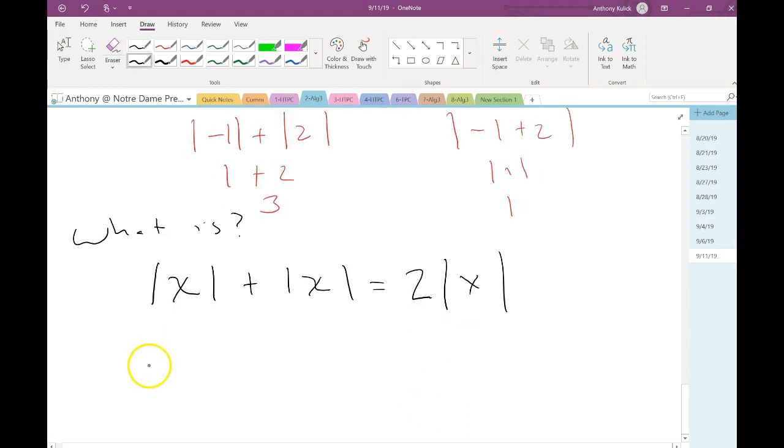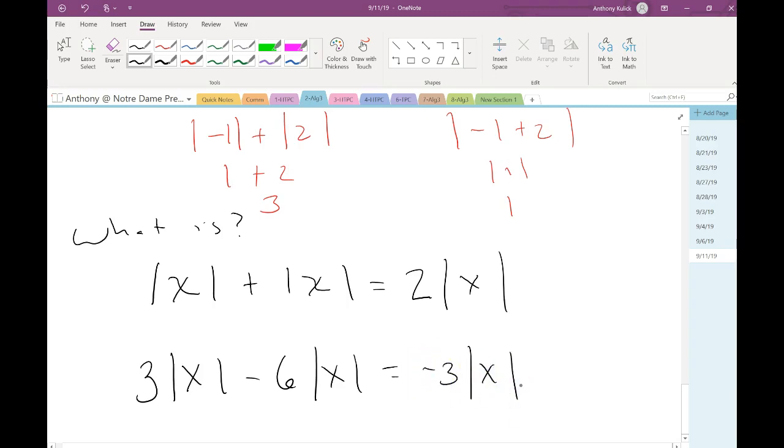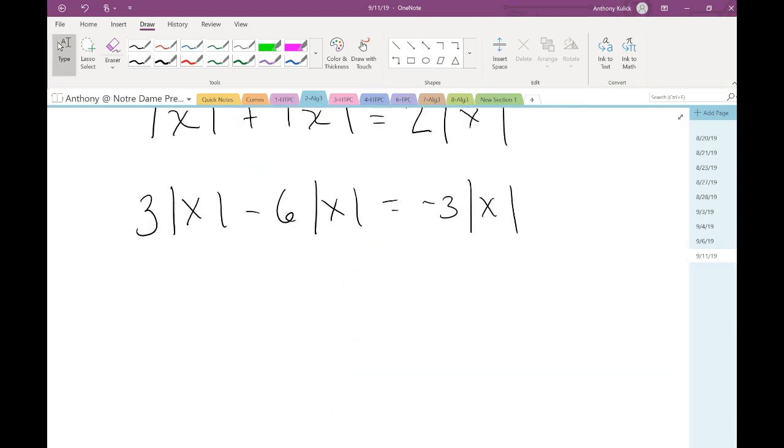What if I had 3 absolute value of x minus 6 absolute value of x? What would I get here? -3 absolute value x, yes. What do you guys think? So far, so good? Okay.